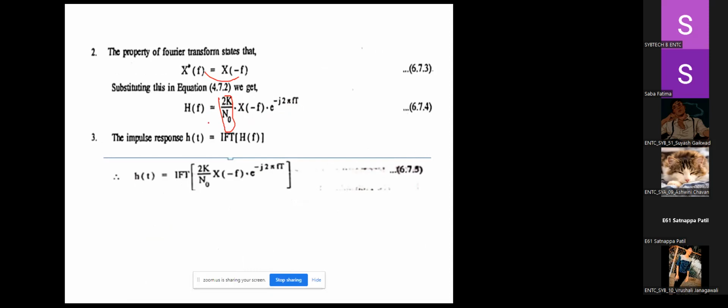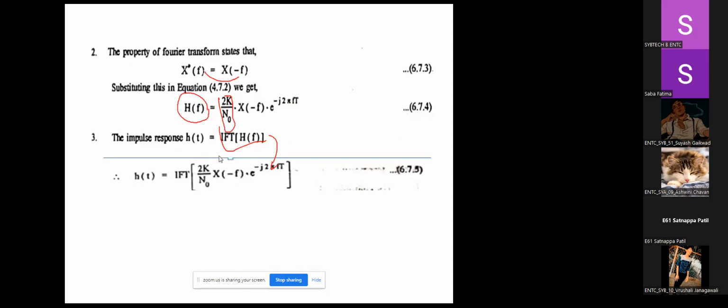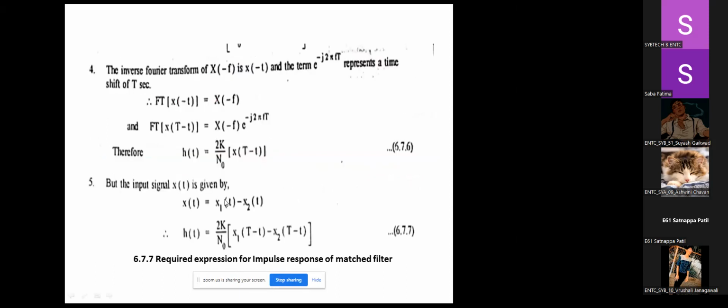And to obtain the impulse response, what we are going to do? We are going to take the inverse of H(f). And when we find the inverse of H(f), we get h(t) equal to the inverse Fourier transform of this particular expression. Okay, so this is how we are obtaining the impulse response of the matched filter. The impulse response of a matched filter includes the power spectral density of the white noise.